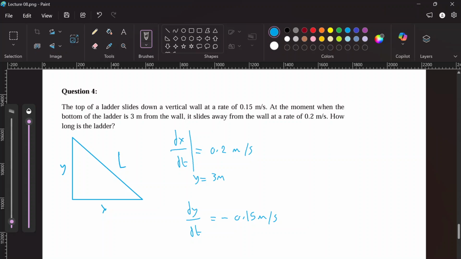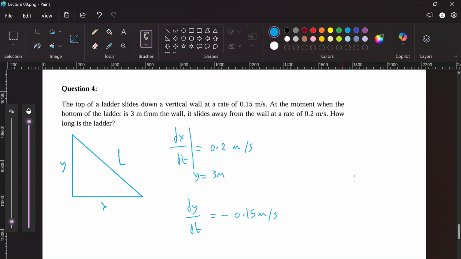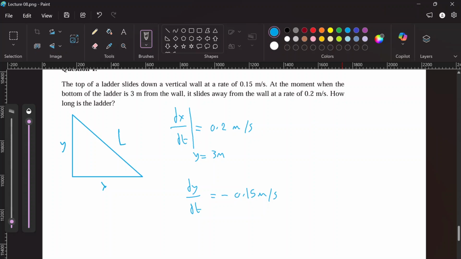Now, we have this given information. We have dx over dt at y equals 3 meters, 0.2 meters per second, and dy over dt minus 0.15 meters per second. Now, what's next? Can we say that x squared plus y squared equals L squared? Yes, this is the formula we need, the Pythagorean theorem, because this one here is a right angle.